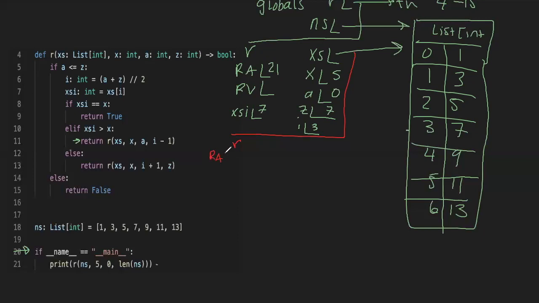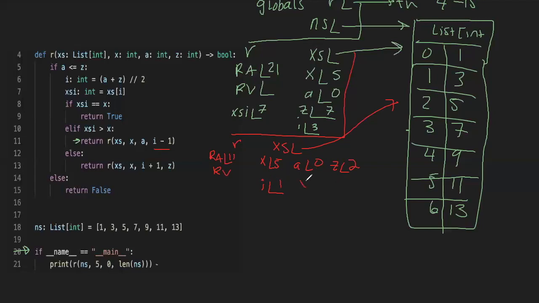And the RA now is 11. RV we don't know. X's points to the same list. X didn't change. A is still 0, but our Z parameter, we're sending in I minus 1 to be in the place of Z. So I minus 1 would have been 2. Okay, so now we check, is this A less than Z? It is. So we set up an I to be A plus Z divided by 2, drop the remainder, so that is just 1.